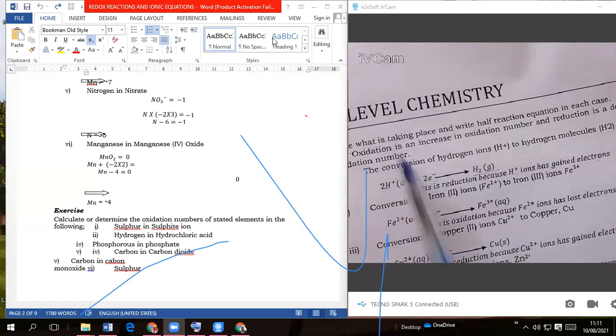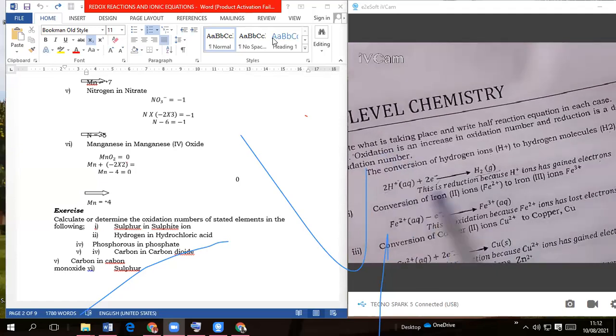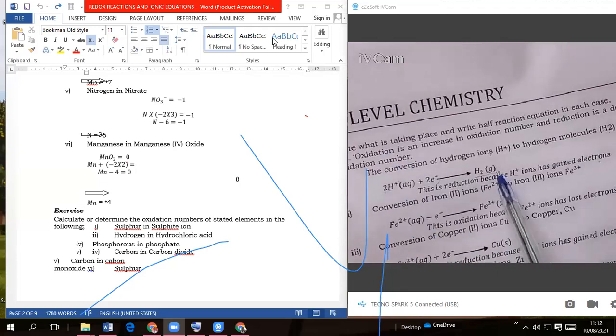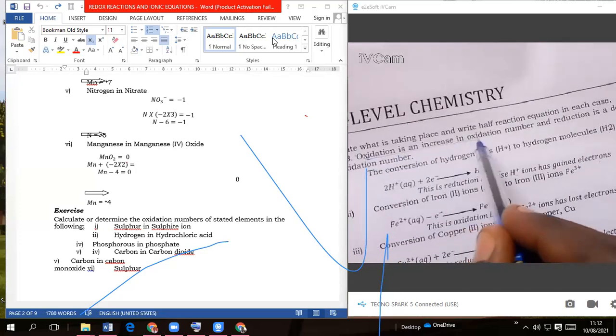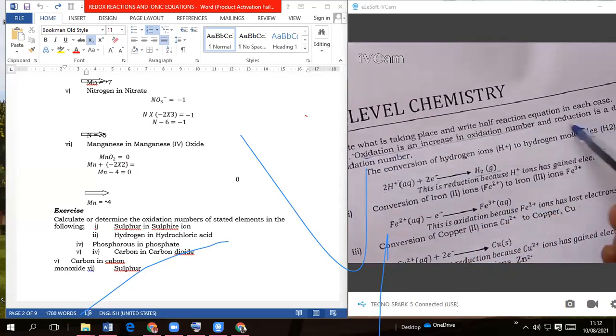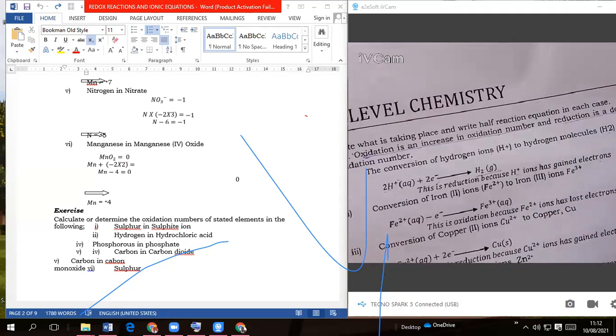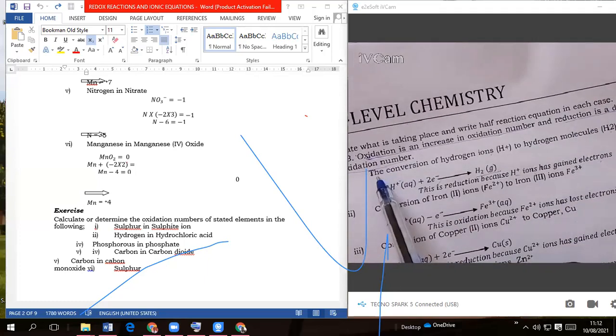We are going to state whether these equations given down are oxidation or reduction. Now we are going to base on this: oxidation is an increase in oxidation number, and reduction is a decrease in oxidation number.